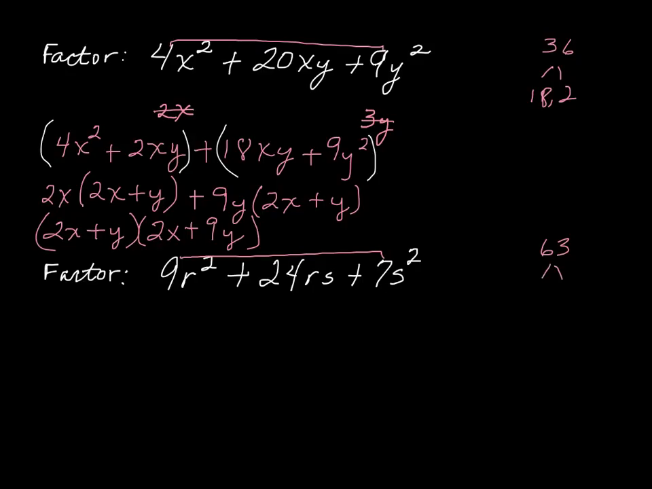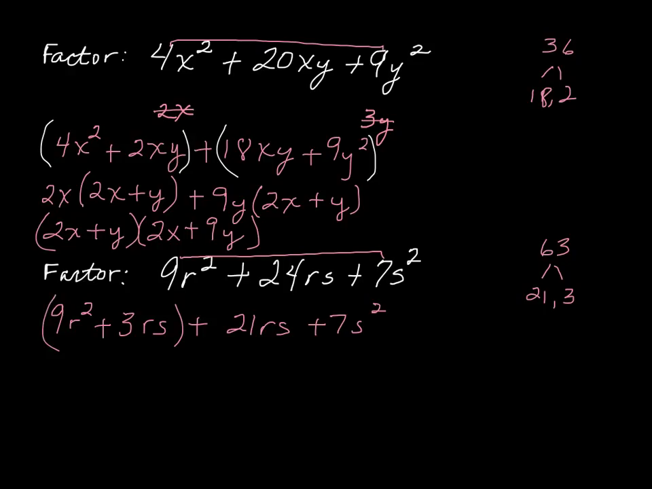That's 21 and 3. So let's rewrite the polynomial with 4 terms now. 9r squared, I'm going to put the 3rs plus 21rs plus 7s squared. Remember, the middle terms have to have rs.